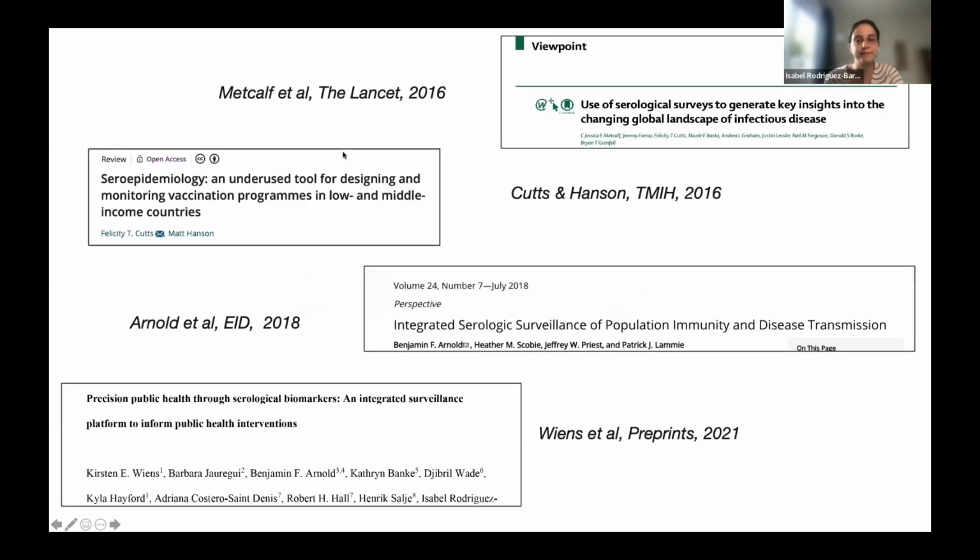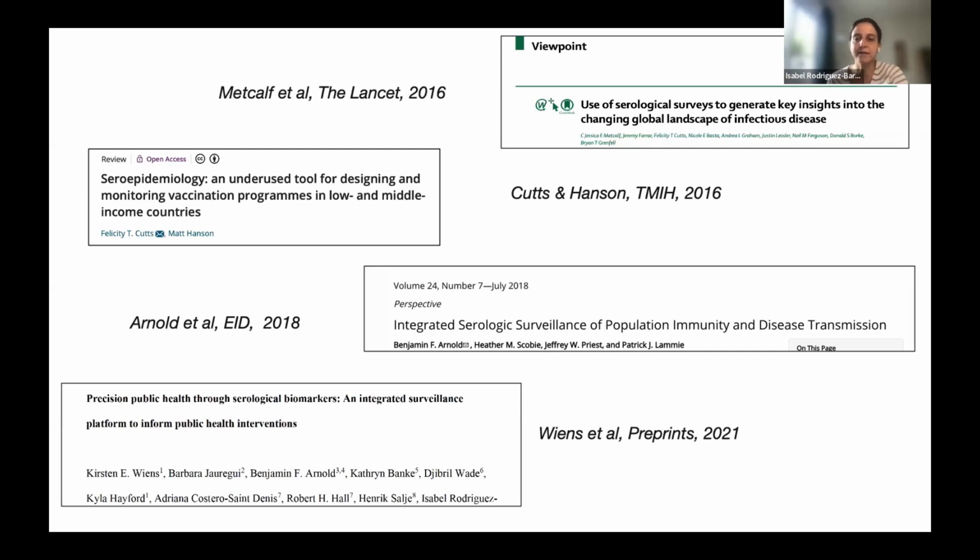And even though there's a lot that we can learn about pathogen risk and dynamics from antibody data, the truth is that serology is still mostly underutilized and it's mostly a research tool, I think, except for the COVID pandemic, when to a certain extent it was widely used.